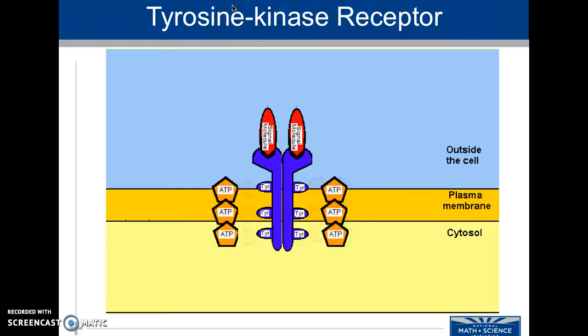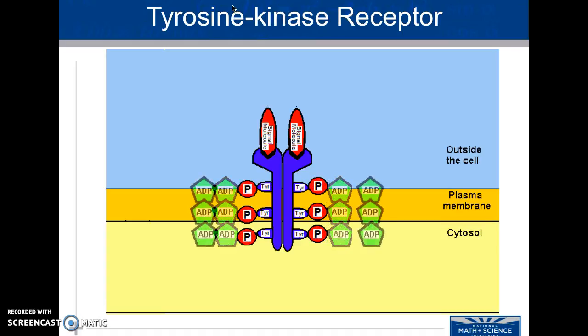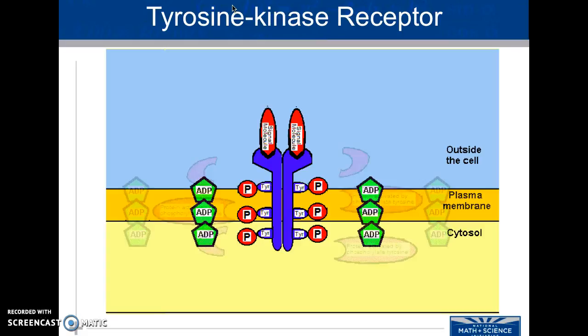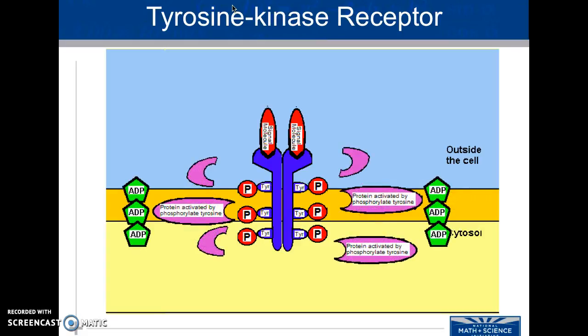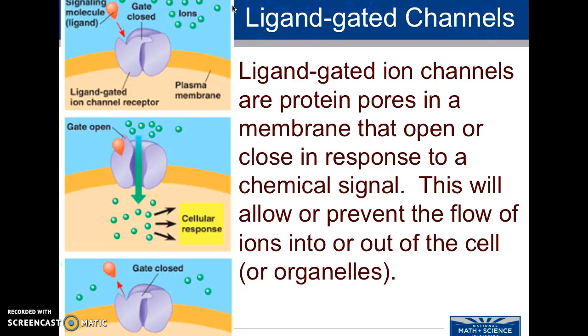This process does require a large amount of ATP. We see that it loses a phosphate, making it ADP, which causes the release of energy. And then we'll see that it activates multiple proteins, the purple.